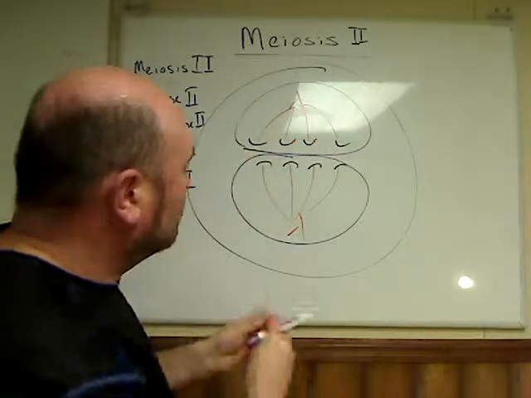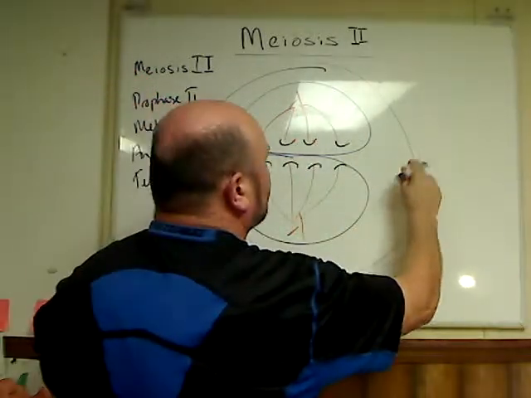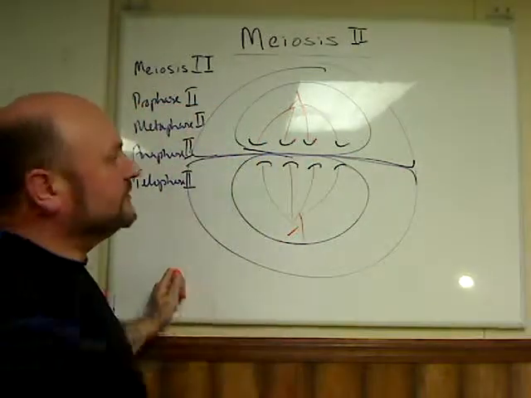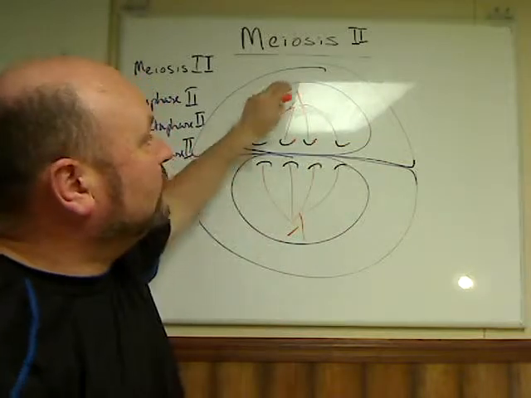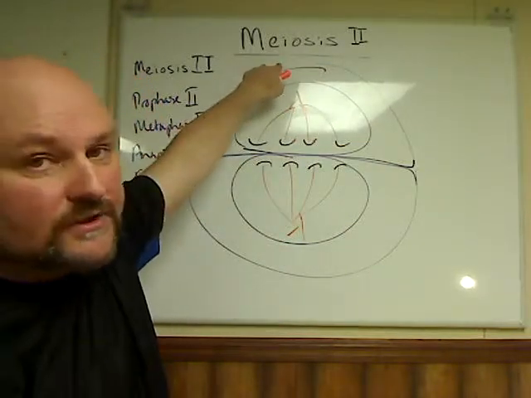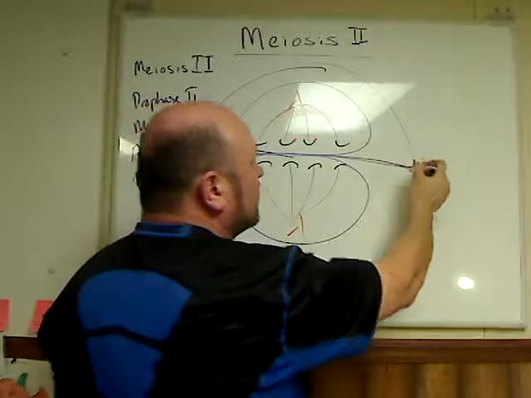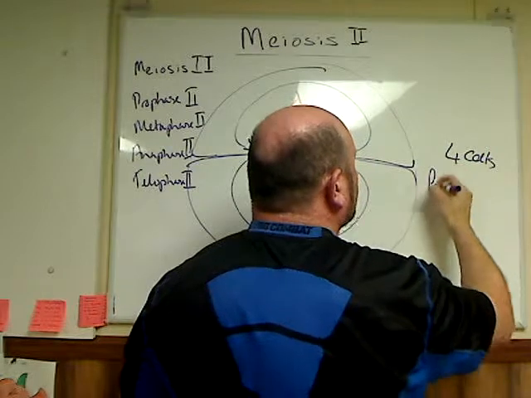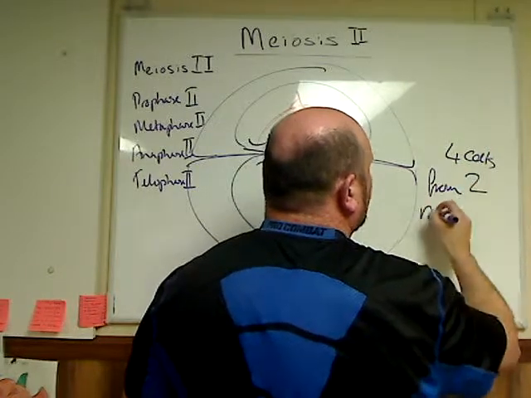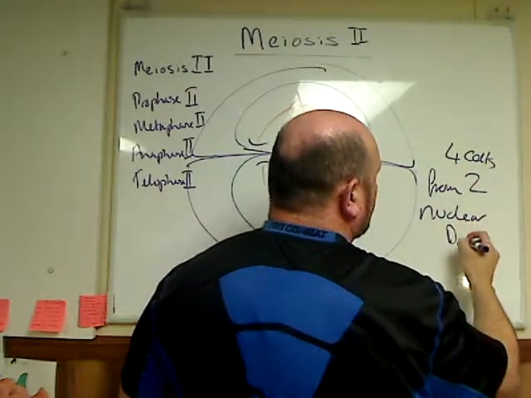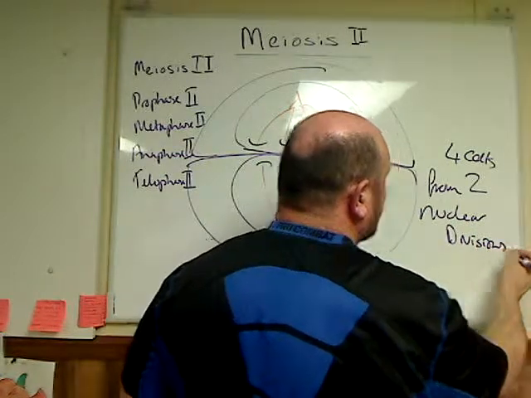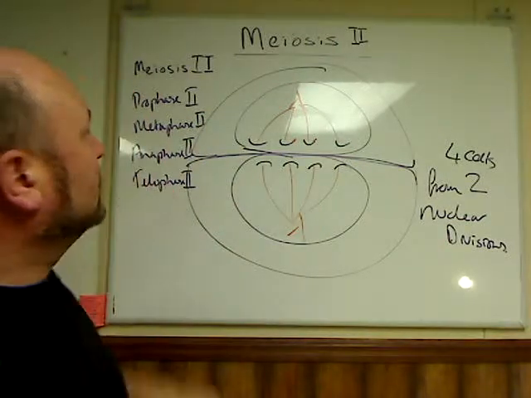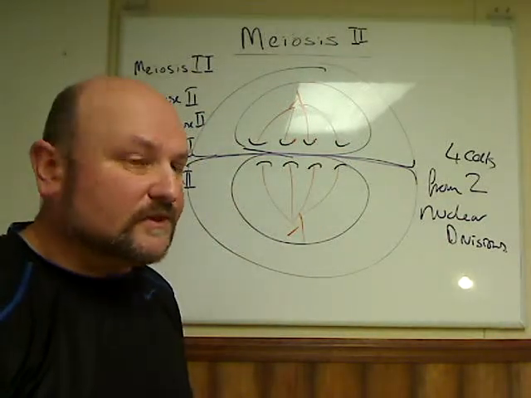And then you get the cell dividing through cytokinesis. Now, you've developed 2 cells in meiosis II, so this ends up producing another 2, so you end up with a total of 4 cells from 2 nuclear divisions. Meiosis II, a carbon copy of mitosis.